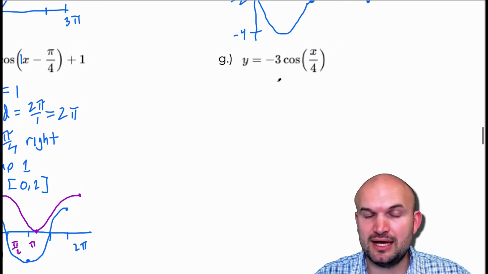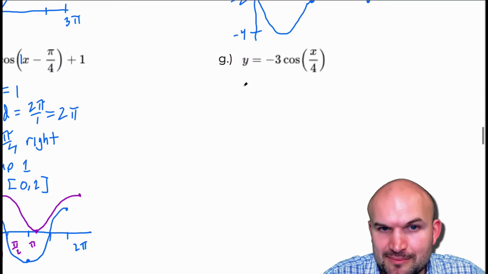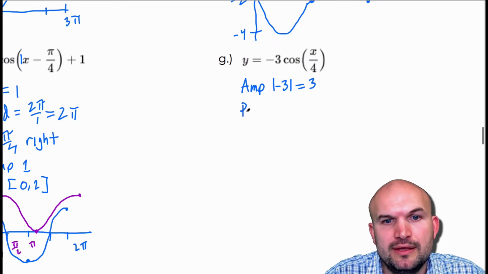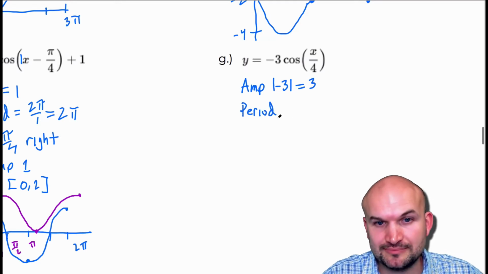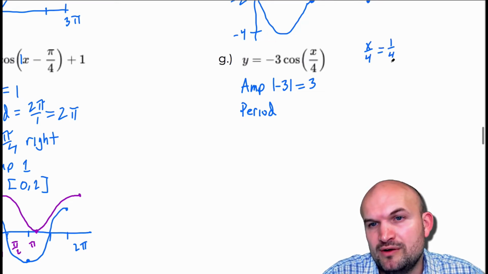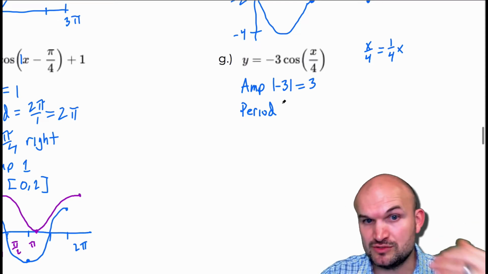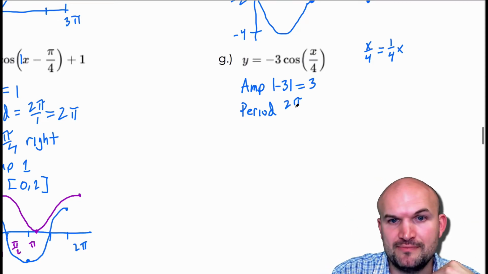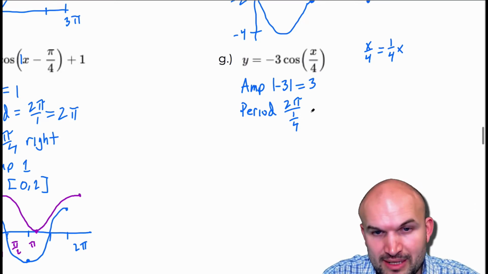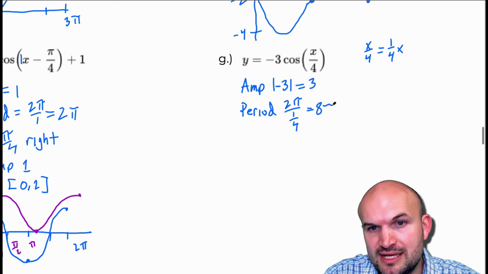So for the next one, what we're going to do is, again, identify the amplitude. So again, the amplitude is the absolute value of A. So that's the absolute value of -3, which is equal to 3. The period is going to be 2 pi divided by b. Now, again, remember that x over 4 is the same thing as 1/4 x. So therefore, my b is 1/4. So I'm going to do 2 pi divided by 1/4. And you can just multiply by the reciprocal, and you would get 8 pi.